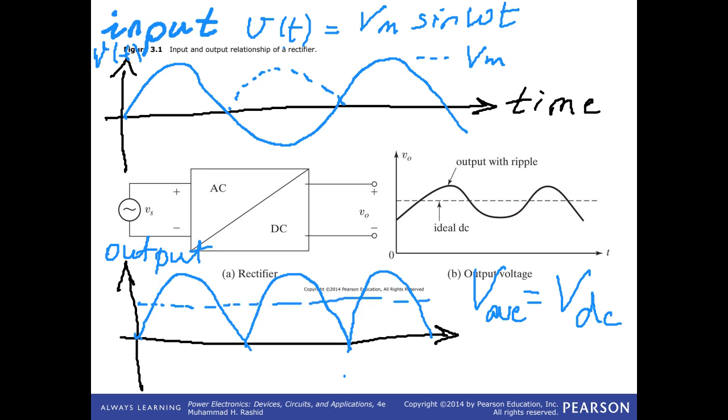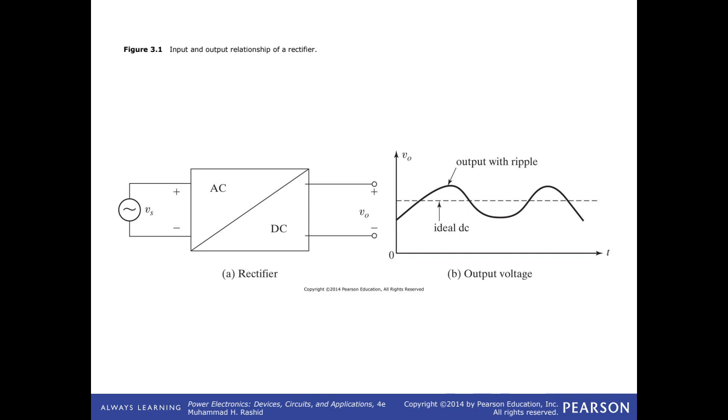V average is equal to 1 over T, integral from 0 to T of f(t) dt. We have already discussed that one. So if I come back to the original part, this one might be your output. Input is sinusoidal, by the way. Your output might be like this. There is an average value.